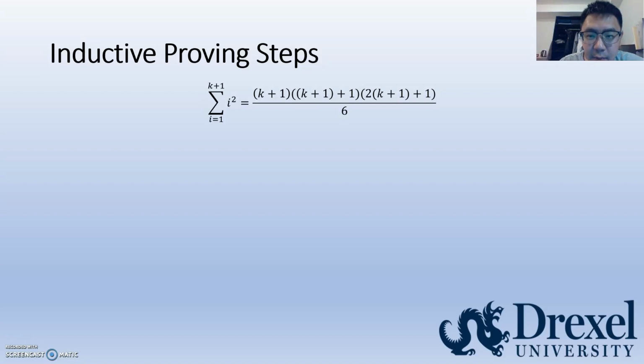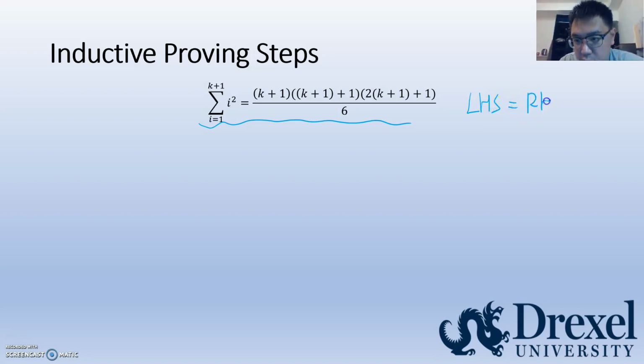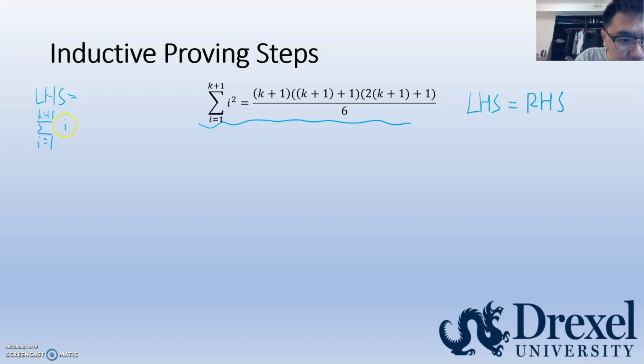So how did I generate this equation? I'm going to prove it here with some writing. So here I wanted to prove that the left hand side of this equation equals the right hand side of the equation. How did I do that? So the left hand side basically equals, first I copy it here, the sum from i equals 1 to k plus 1 of i squared. And this actually equals the sum of the first k terms.